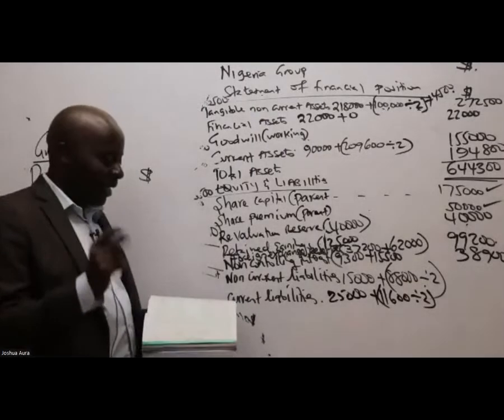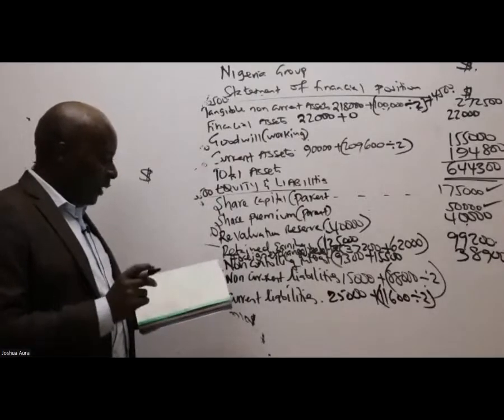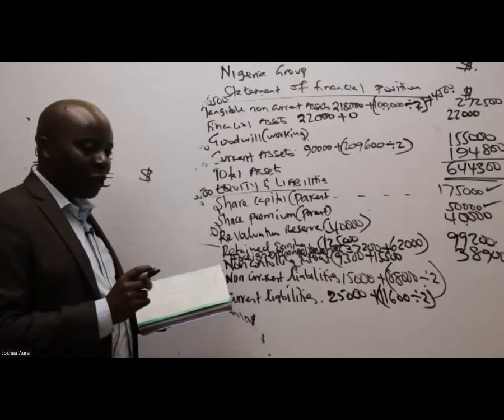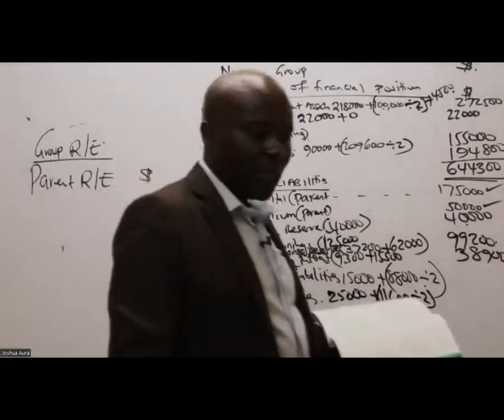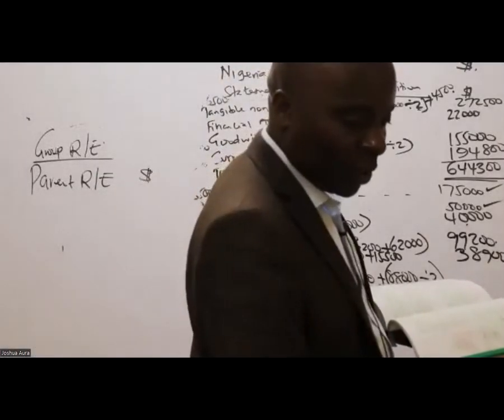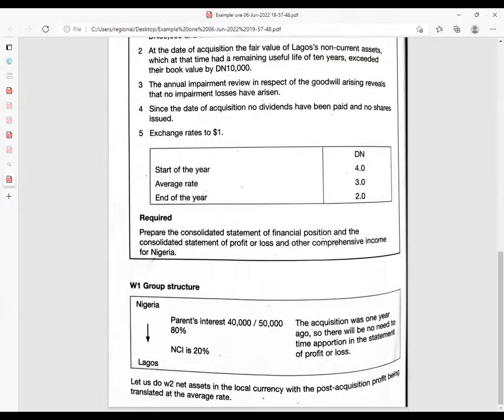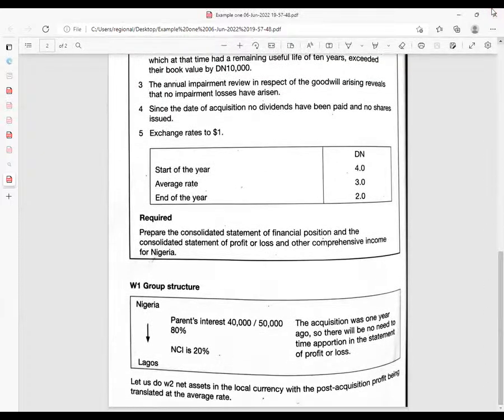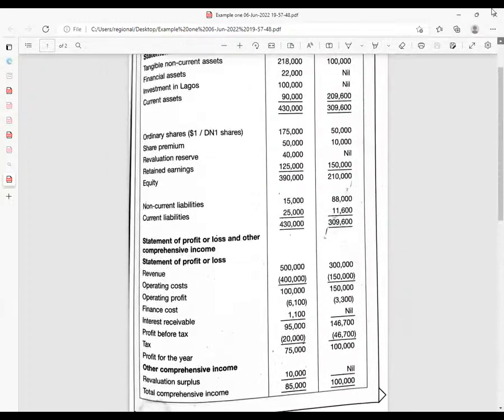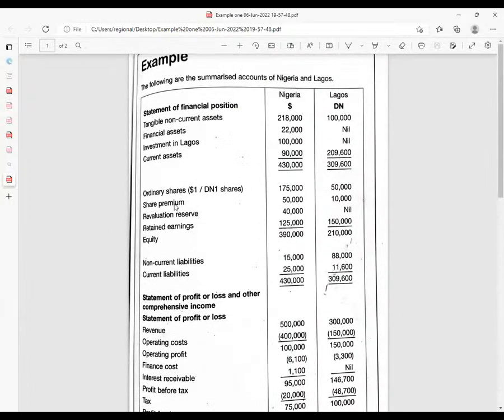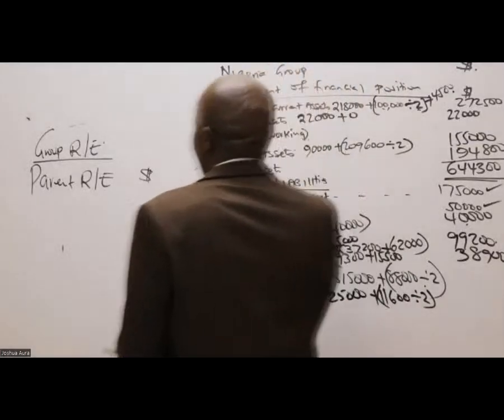I can see now you guys have an idea. The parent's retained earnings, how much do we have from the balance sheet? From the balance sheet, the parent's retained earnings. Right? 125,000, isn't it? So here we have 125,000.